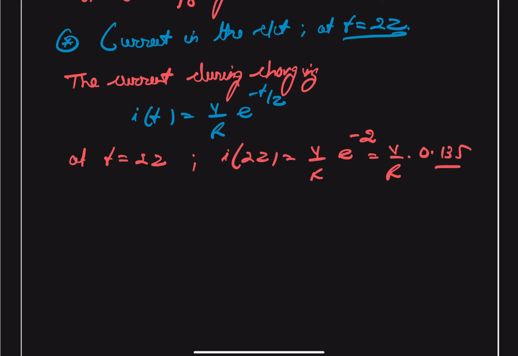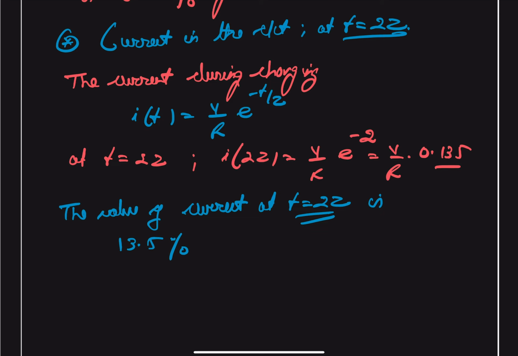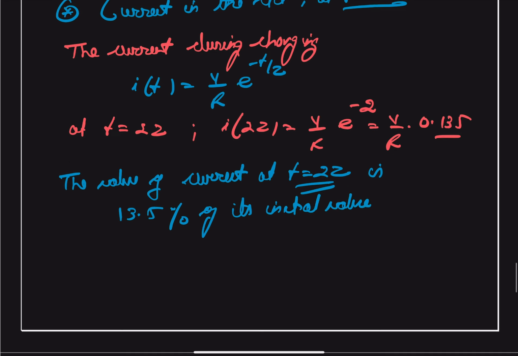So we can say that the value of current at t equal to 2 tau is 13.5% of its initial value, and the initial value of the current is given by V upon R. So we can also find the charge with respect to the maximum value, and the current at this instant t equal to 2 tau with respect to the initial value of the current. So this completes the question. Thank you.